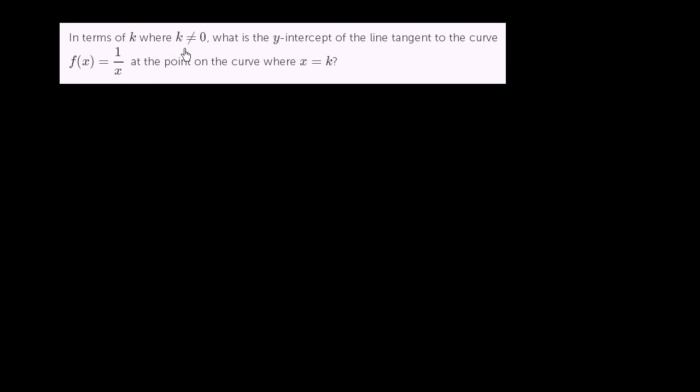In terms of k, where k does not equal 0, what is the y-intercept of the line tangent to the curve f of x is equal to 1 over x at the point of the curve where x is equal to k? So let's just think about what they're asking.